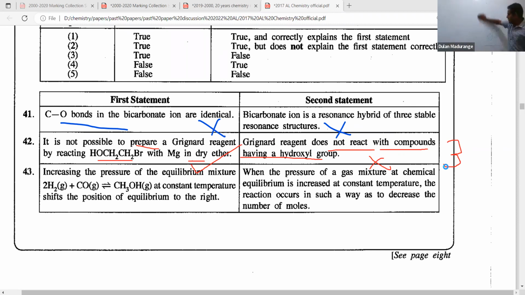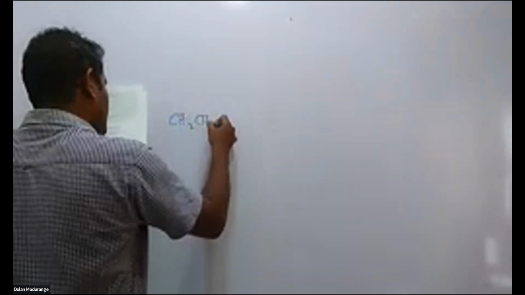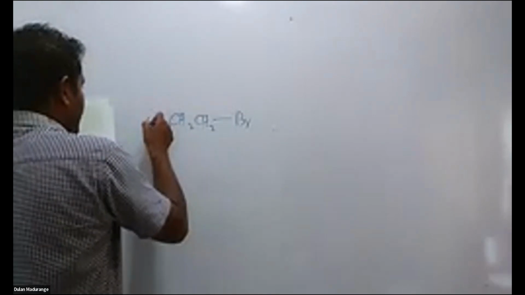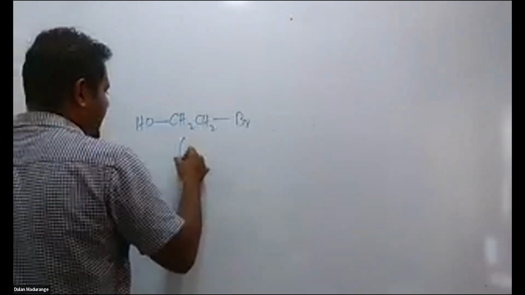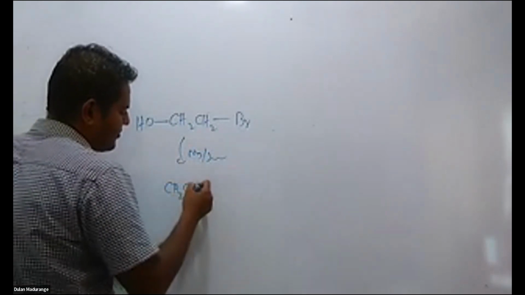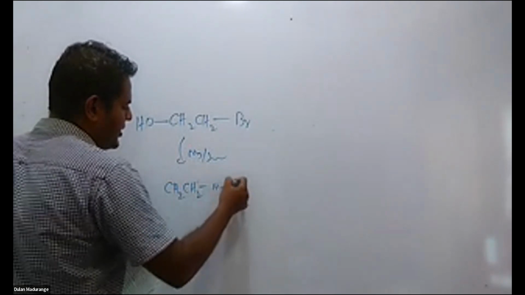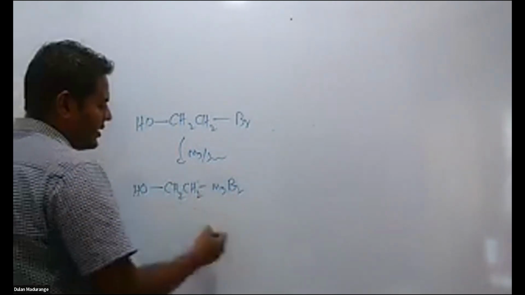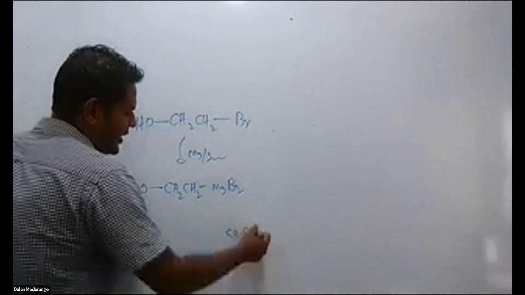It's also an important question. So what is our suggestion? In this condition, we can get CH2Br, and then this is alcohol. If you are reacting in the presence of magnesium, you can get a Grignard reagent, CH2CH2MgBr and OH. But this is unstable. Why are we saying this is unstable?